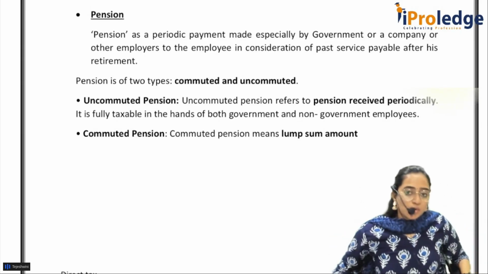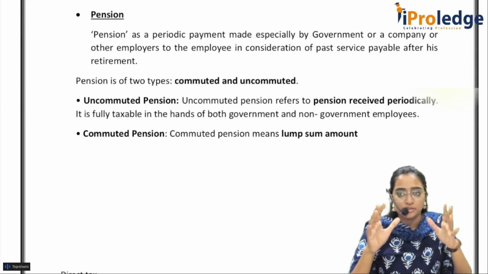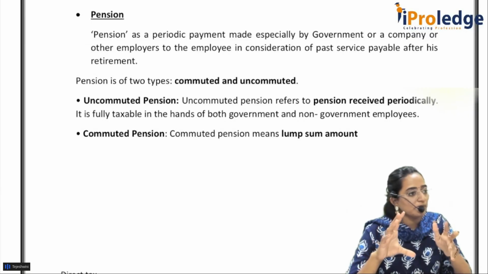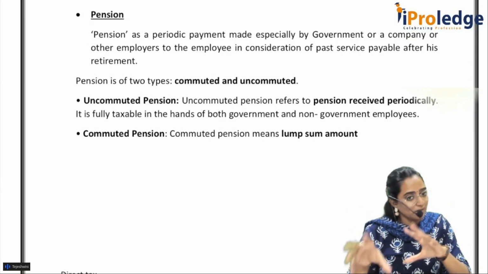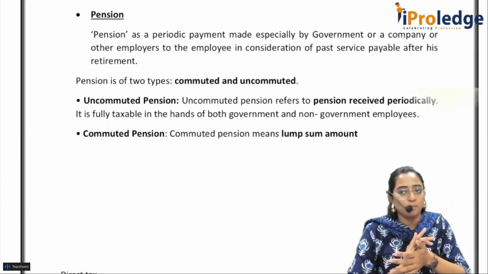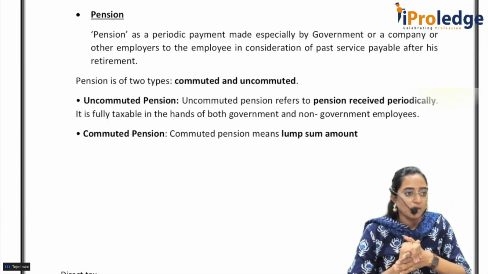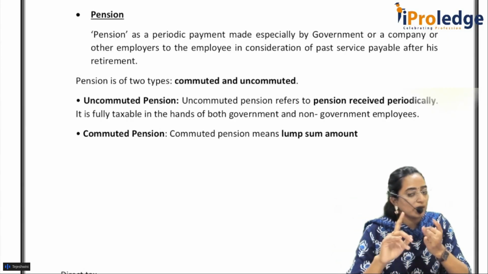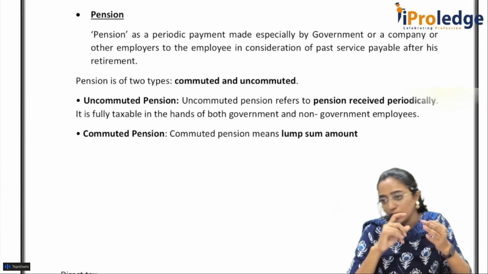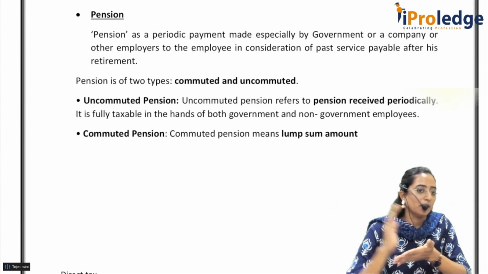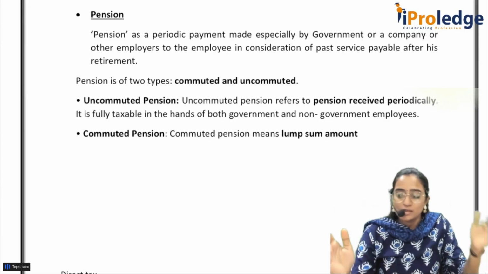Now, pensions are of two types as per income tax: one is lump sum pension and one is periodic pension. Periodic pension means you can receive it every month on the same date, or every quarter, or semi-annually, or annually. That is, periodic payment means it is at regular intervals. Anything is possible.